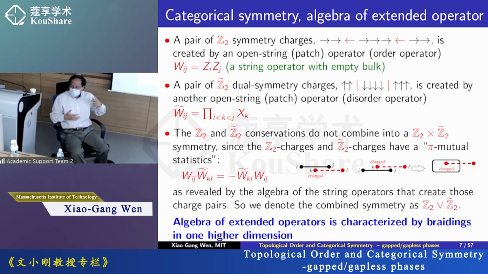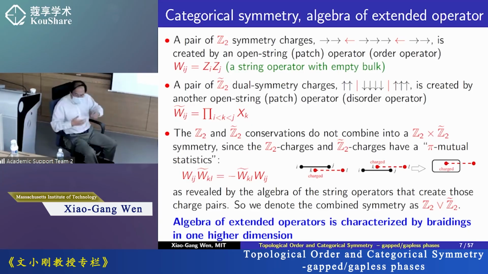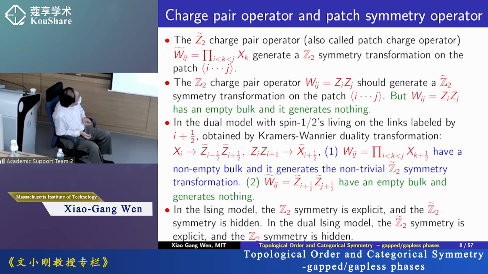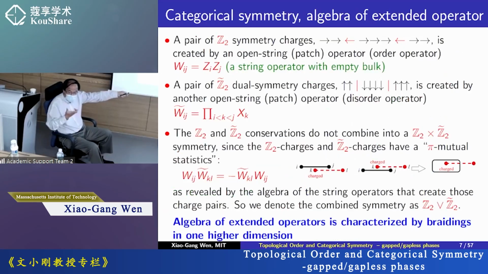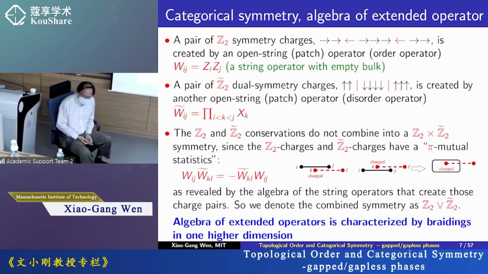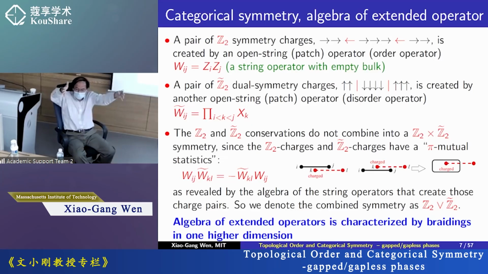Now you can see that in this way of looking at the symmetry, we not only have symmetry and a charge, but also somehow there's a braiding. This kind of structure starts to appear, and this will play a key role. So let's look at this operator carefully. It's already clear that this operator creates a dual Z2 charge. If you look at it, it's actually a symmetry transformation operator, but only on the patch, on the segment, not everywhere.